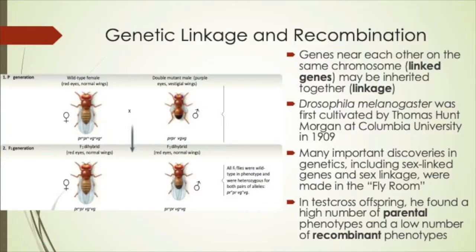Genes near each other are called linked genes. They're so close that whenever recombination happens, they usually don't split. So these are called linkage genes. These were discovered by Thomas Hunt Morgan, who studied Drosophila melanogaster. This is a fruit fly, a very well-studied organism.